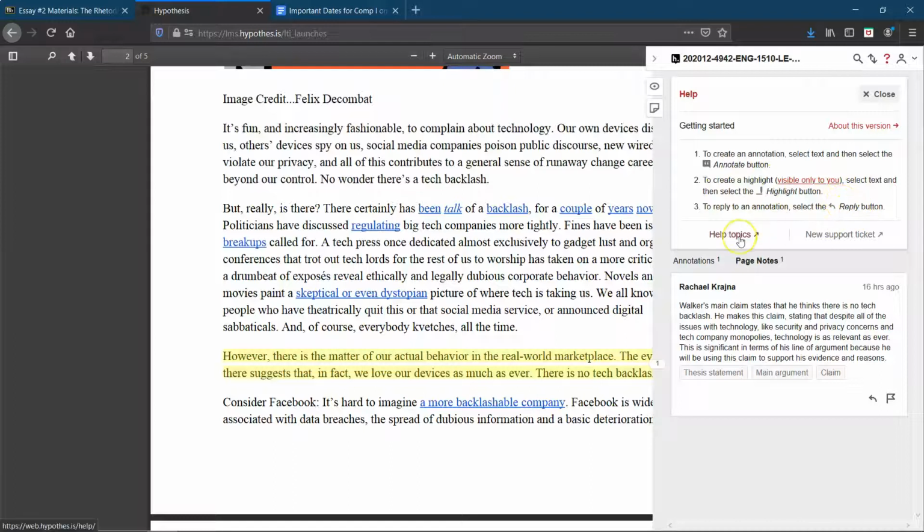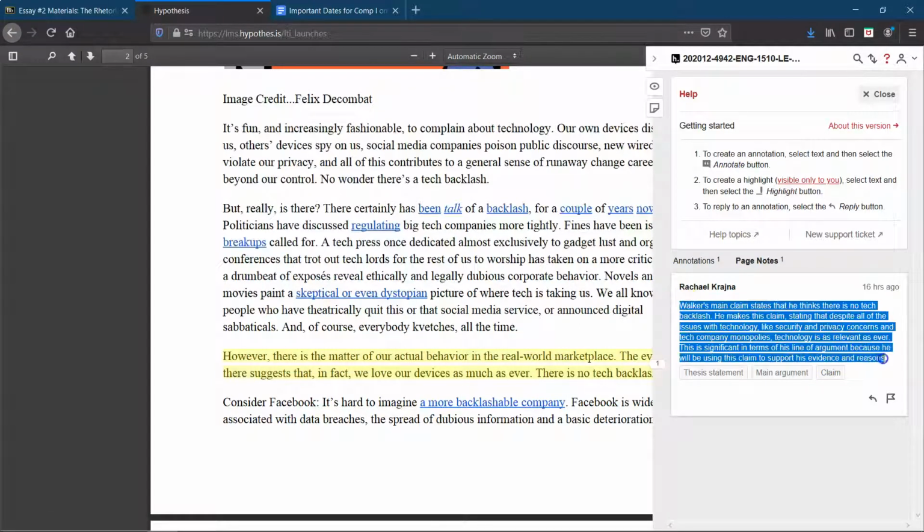So if you need help, I would probably just click on the help topics if you need further help with that. But like I said, I did make a note on Walker's main claims here, so I did get you all started with that in terms of where his thesis statement is and where his main argument is.